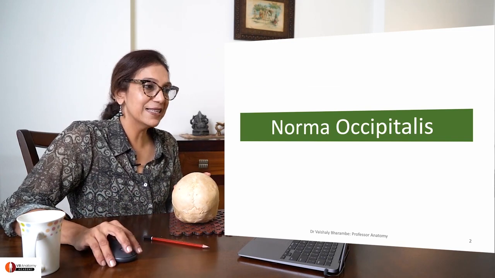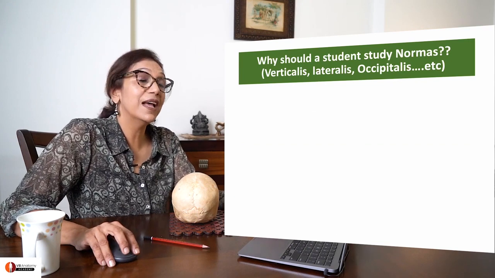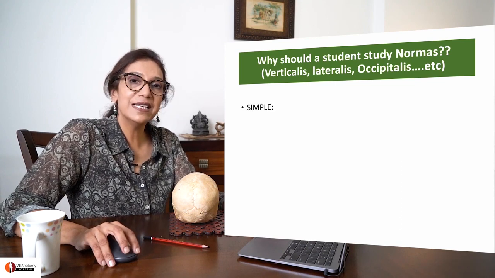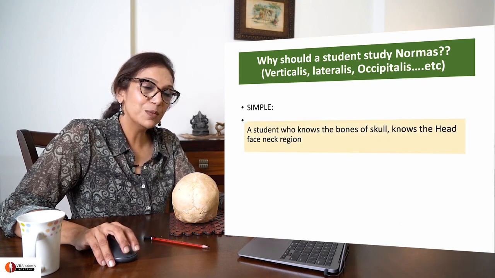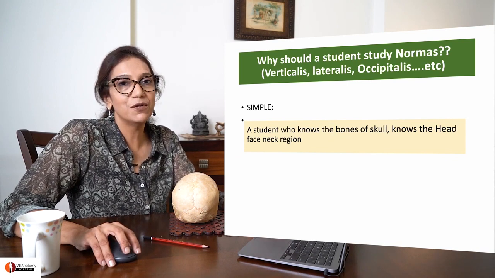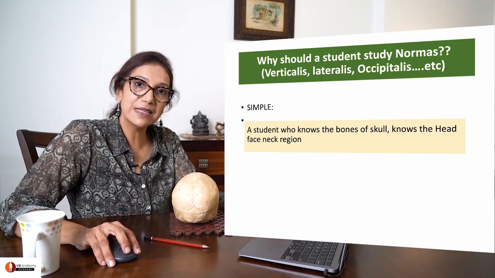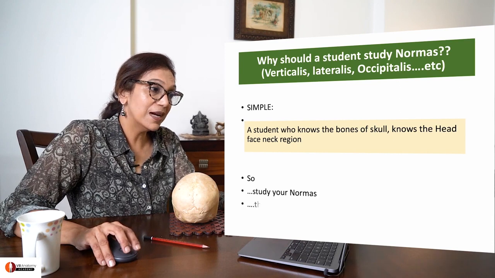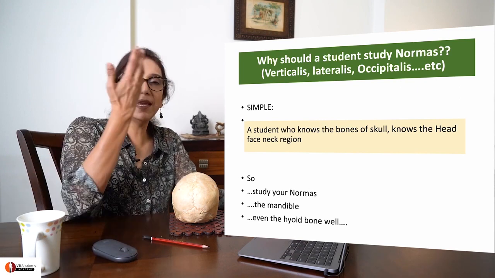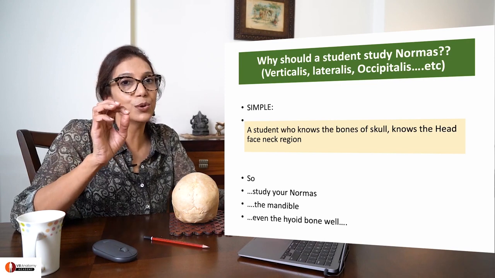So let's begin this class with a question. Ma'am, why should we study the normas? Don't we have enough to do? I agree with you, but the answer is very simple. The student who knows bones of the skull knows the head, face, neck region. There is no option for studying the skull. You have to know your skull, okay? So my advice is study your skull. Study your normas, study your mandible, study the humble hyoid. Every bone that you get in head neck region, study it well, okay? If you want to know your head neck well.